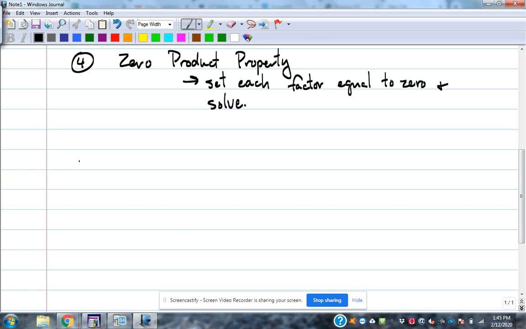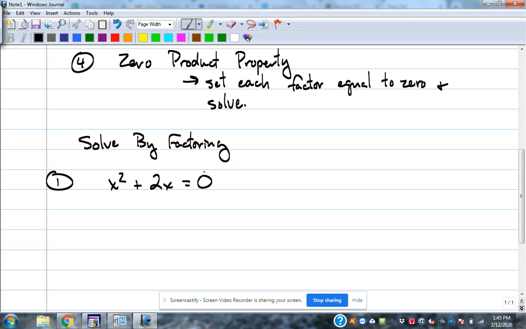So let's look at some examples. Solve by factoring. First example, x squared plus 2x equals 0. Start with the super easy one. Number one thing was get it equal to 0. Is this one equal to 0? Yes, check, we're done. Next thing is descending order. Is it in descending order? Check, we're done with that.